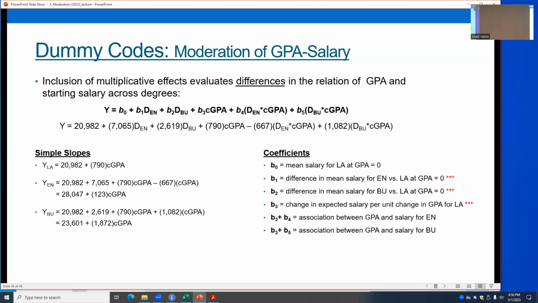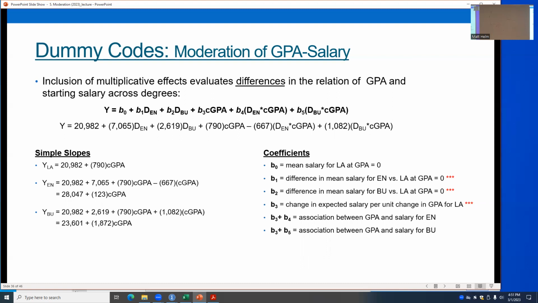Here is our model that's going to give us, for this coefficient for GPA, my simple slopes for GPA with starting salary for liberal arts, because liberal arts is my reference group in this dummy code. But if I want to get the simple slopes of GPA on starting salary for business or for engineering, I just reconfigure my model so that I've got a dummy for liberal arts, dummy for business, liberal arts times GPA, business times GPA, and now engineering is my reference group, right?